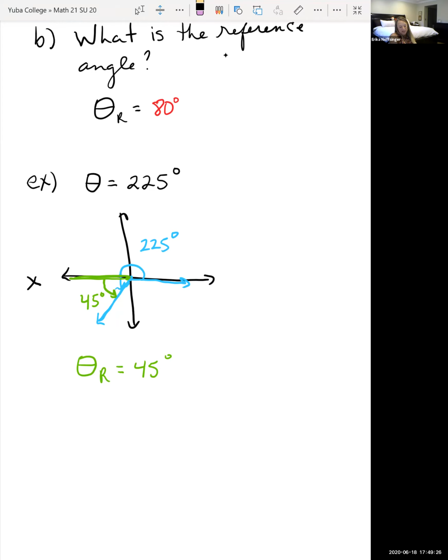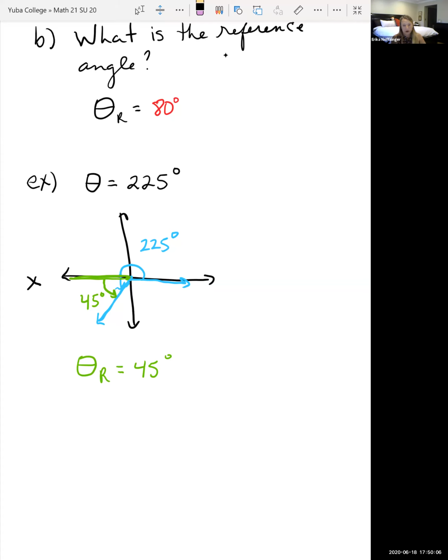Really what this is going to help us do is we should know our trig functions for 0 degrees, 30 degrees, 45 degrees, 60 degrees, and 90 degrees. If we can rewrite other angles and then use the reference angle, any trig function at 225 degrees is going to equal that trig function at 45 degrees. It could be the opposite sign though. It might be positive or negative. We'll talk about that in a minute though.